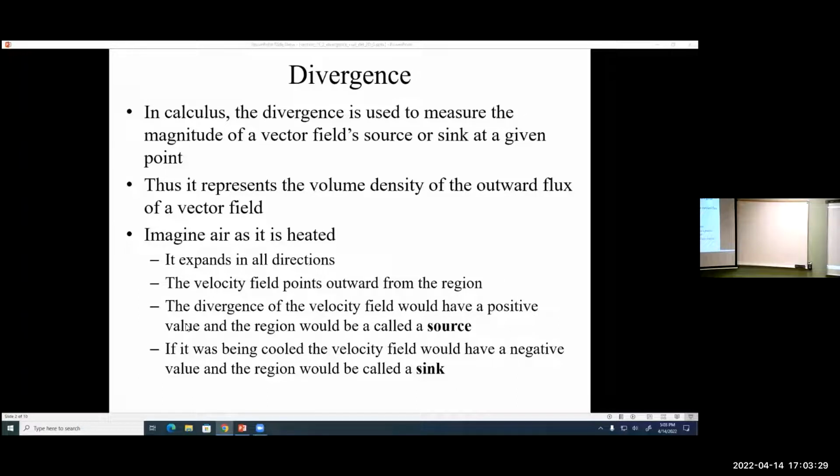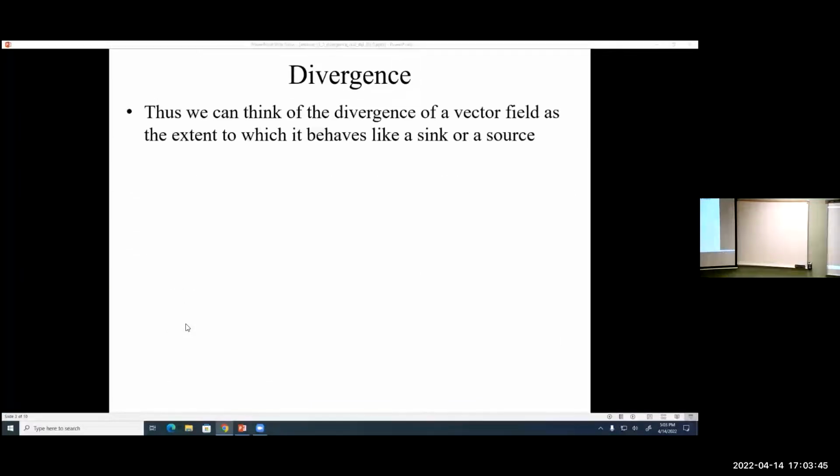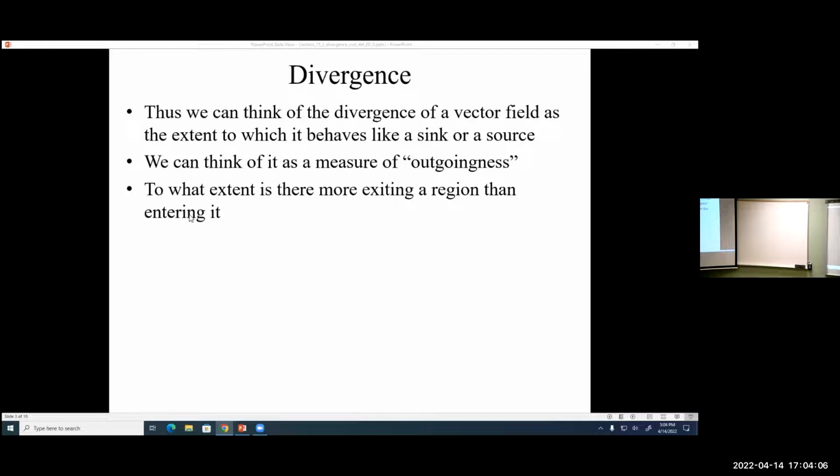Now, what we find at any given point in most vector fields is that some things are going away from it and some things are going towards it. And so we look at the tendency to be a source or a sink. It's not an absolute. It's not like gravity where it's all going towards the point, or all going away from the point. It could be, but it could be that some is going towards it and some is going away, or vice versa. So think of it as a measurement of outgoingness.